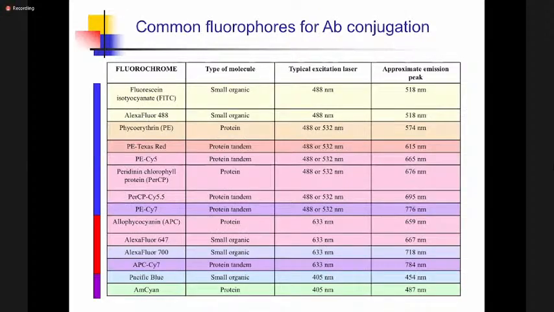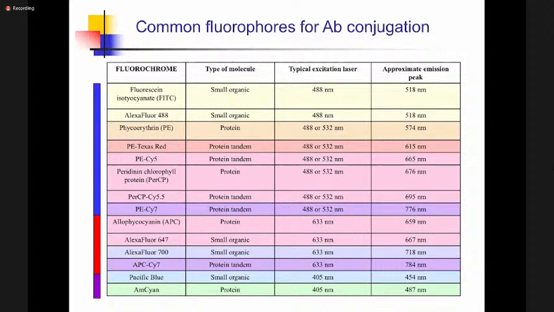So the common fluorophores for antibody conjugation or labeling, you have got fluorescein isothiocyanate. This person must have been poor in English. It is fluorescein isothiocyanate, not fluorescent isothiocyanate. It is fluorescein isothiocyanate. And you have also others.